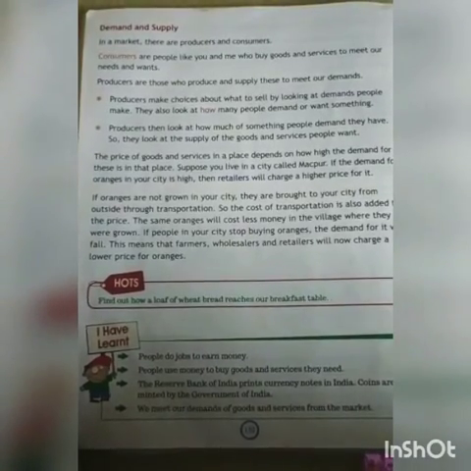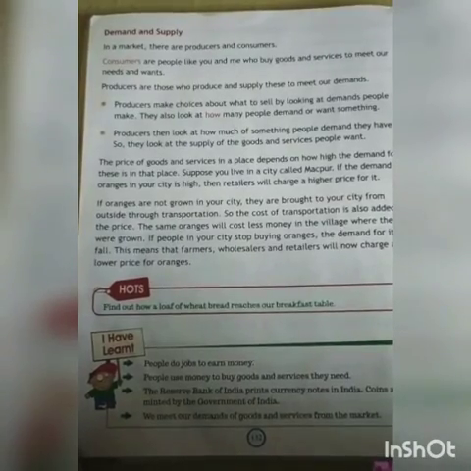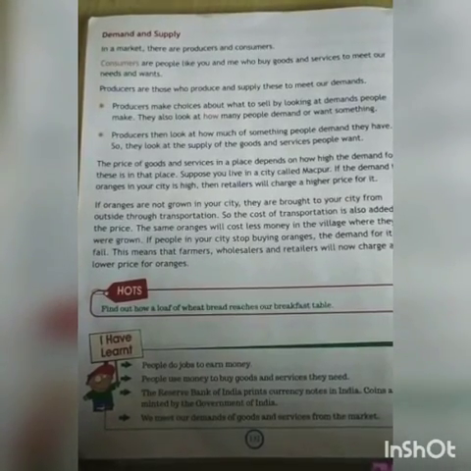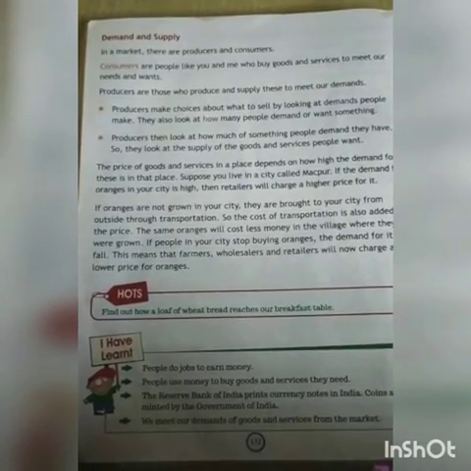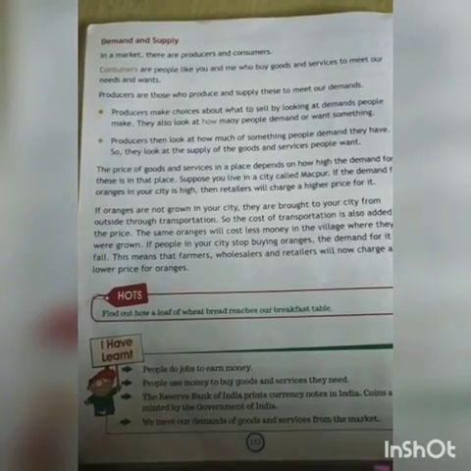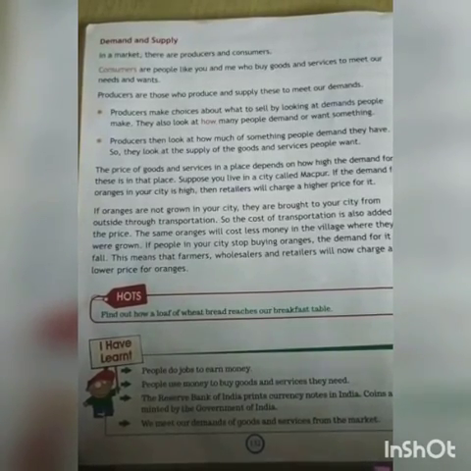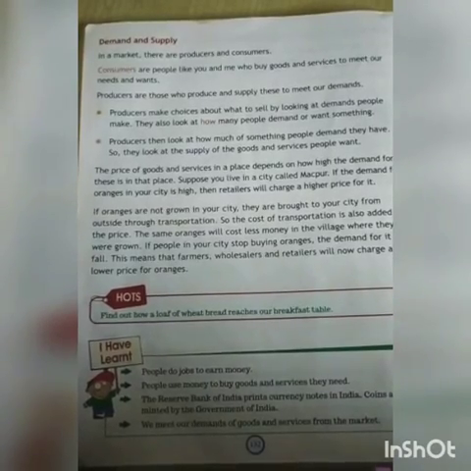Okay children? Now your work is to take your content book, page number 132. If you're not clear about the examples or the meaning of the new terms, kindly pause the video and listen once or twice. Then you will automatically understand. Even after that, if you're not able to clear your doubts, kindly call me, I'll explain to you.